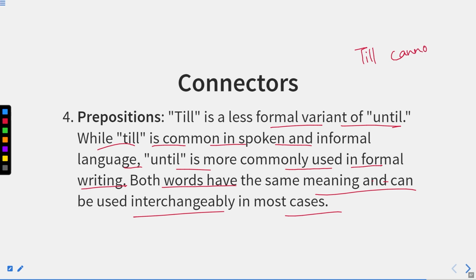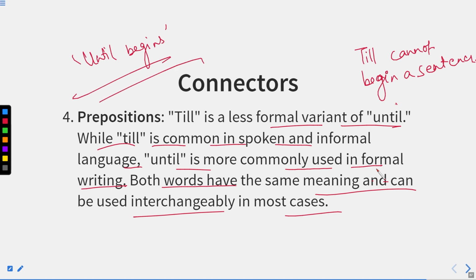Till cannot begin a sentence, whereas until can begin a sentence. So this is the basic difference, the most important difference between until and till.